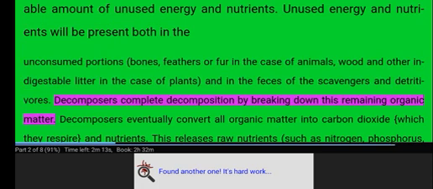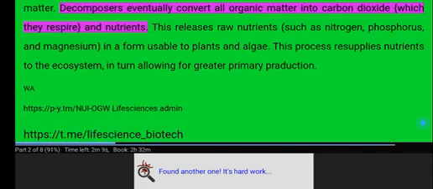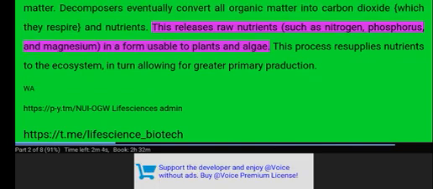Decomposers complete decomposition by breaking down this remaining organic matter. Decomposers eventually convert all organic matter into carbon dioxide, which they respire, and nutrients. This releases raw nutrients such as nitrogen, phosphorus, and magnesium in a form usable to plants and algae. This process resupplies nutrients to the ecosystem, in turn allowing for greater primary production.